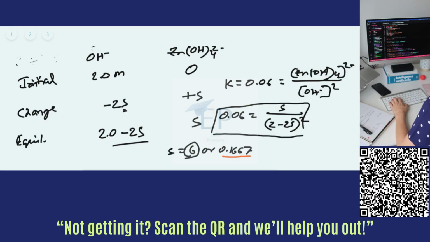So if we just round it up to the significant figure, we can write it 0.17 M. That is our solubility of zinc hydroxide in 2 molar sodium hydroxide.